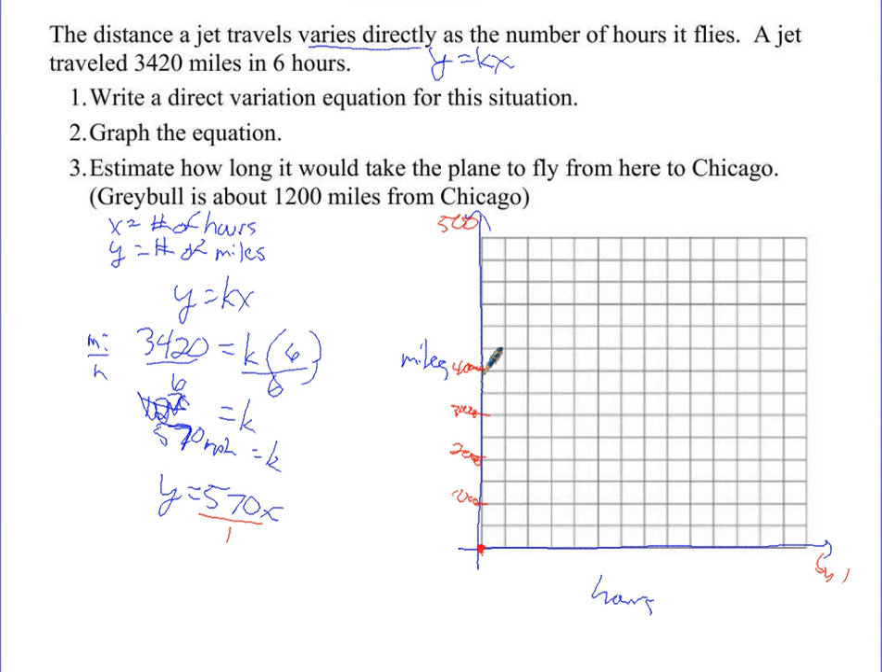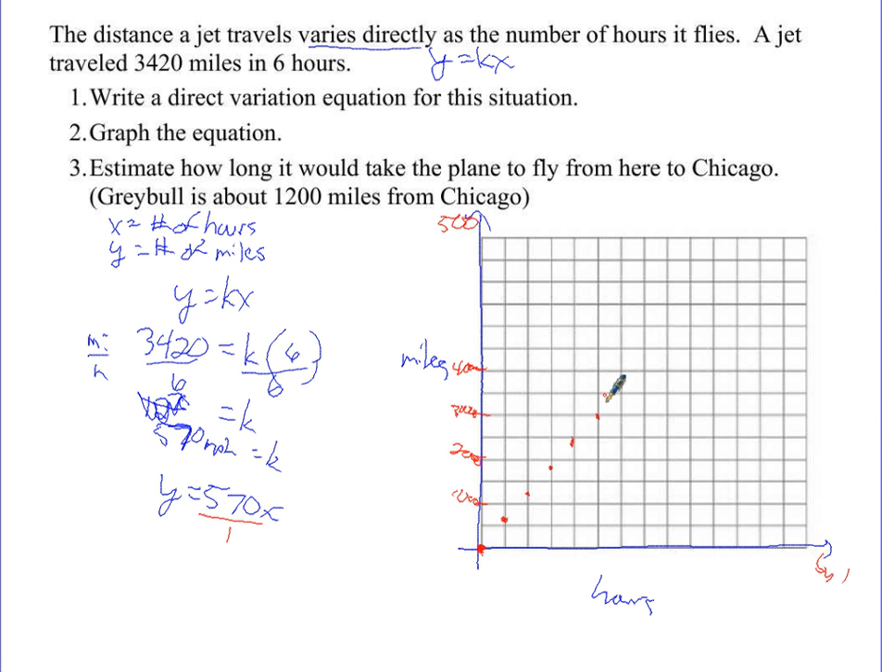So now we just have to put some dots down. We can use our slope. To use the slope, I go up 570 from here, 500 right there, 70 right there, over 1. Up 570, over 1. Up 570, over 1. Up 570, over 1. See how I did that using the slope? I'm kind of guessing on where that 570 is here, but I'm pretty close.